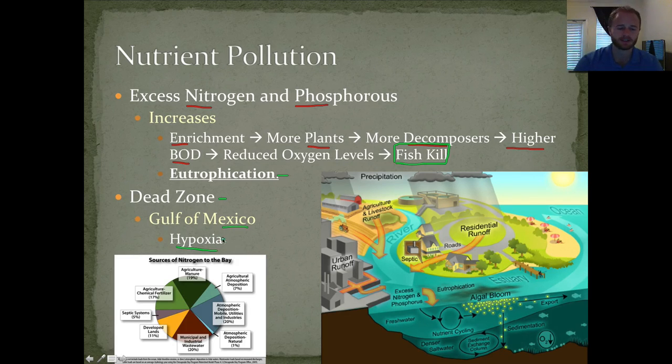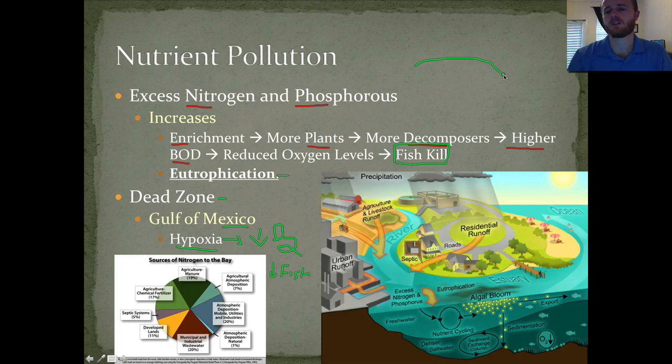What do you think hypoxia means? It means the reduction of dissolved oxygen. So you have reduced oxygen, therefore who's not going to do well in that area? Yeah, fish. So you're going to have reduced fish and other organisms that require oxygen. So that's why it's called the dead zone, because really nothing lives there because there's too much nitrogen and phosphorus in that area. And where do you think those nitrogen and phosphorus come from?